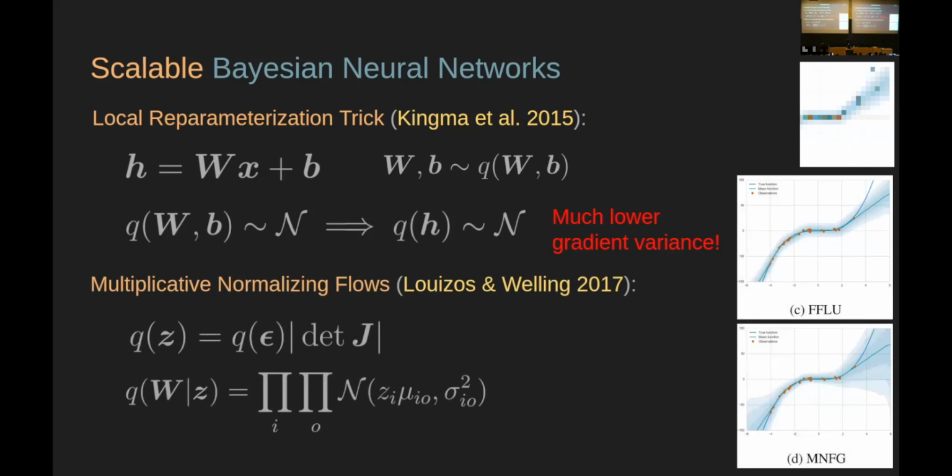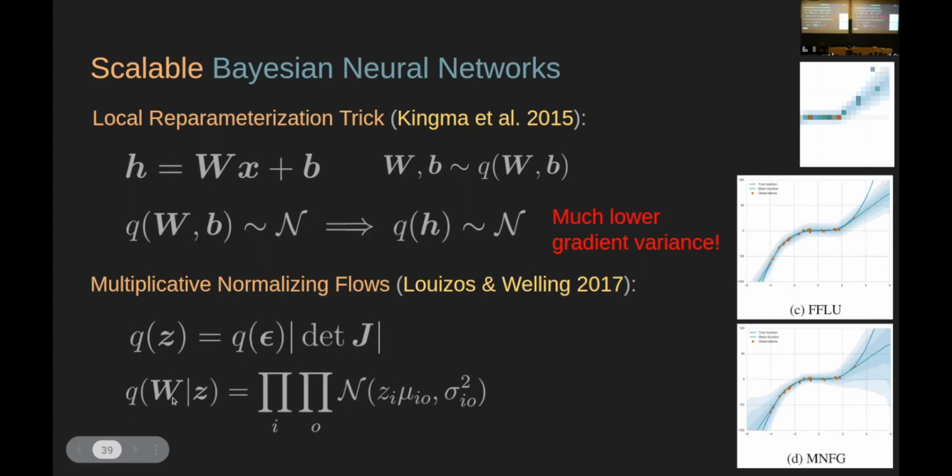And then there's this paper, which actually uses normalizing flows for Bayesian neural nets, called multiplicative normalizing flows. This is a way to, in a more scalable way, use flows for Bayesian neural nets. What they do is, for this W, they introduce an auxiliary variable that they call z. And they use a flow on that part.